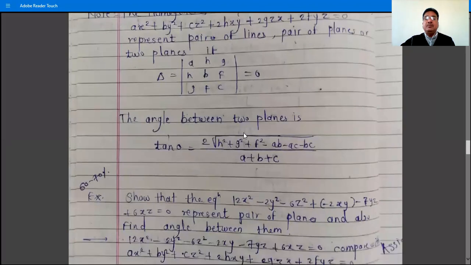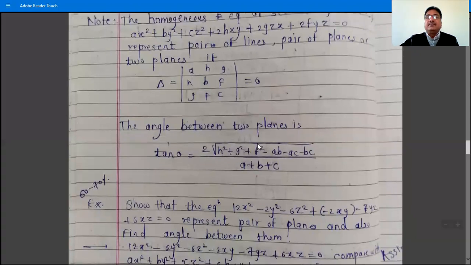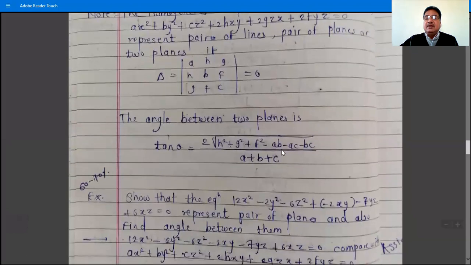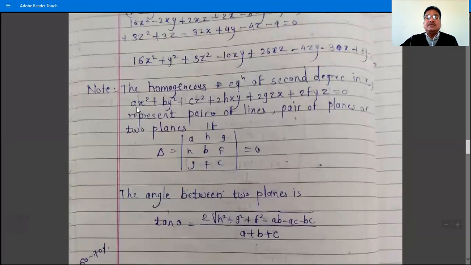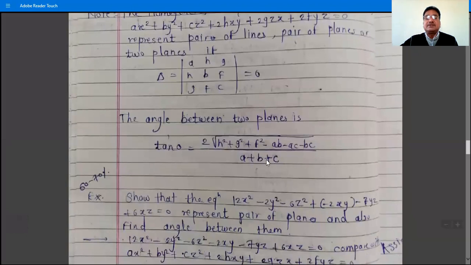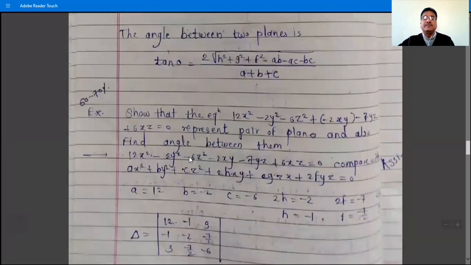And what is the angle between the pair of planes? Tan theta is equal to, this is the formula to determine the angle between two planes, 2 times root of h square plus g square plus f square, that is h, g and f, the coefficients of xy, zx and yz, minus ab minus ac minus bc, divided by a plus b plus c. So remember this formula to obtain the angle between a pair of planes.